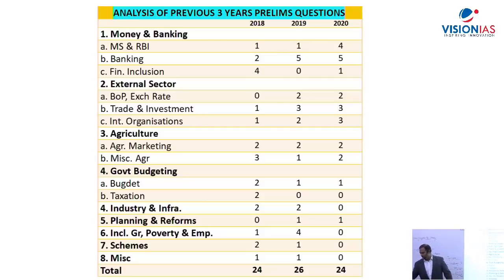For example, briefly, I'll give you an idea. One question was on money supply: if you withdraw money from your bank account, what will be the impact on money supply? Another question was on hundi. What is hundi? They have asked in a historical perspective, in the post-Harsha period.